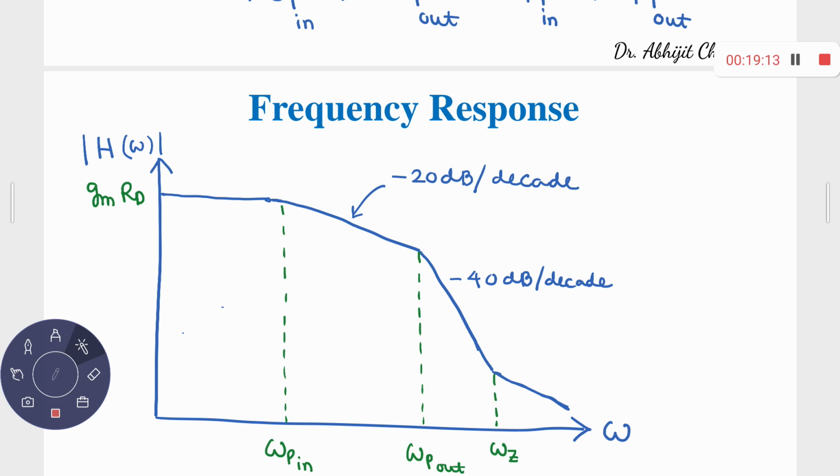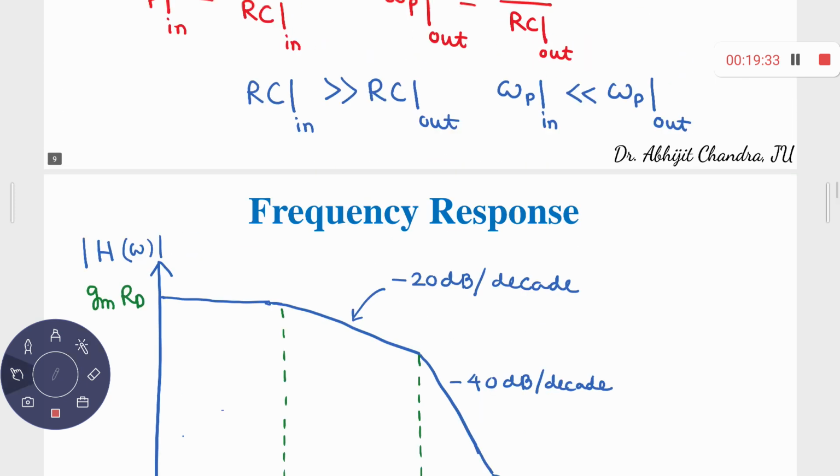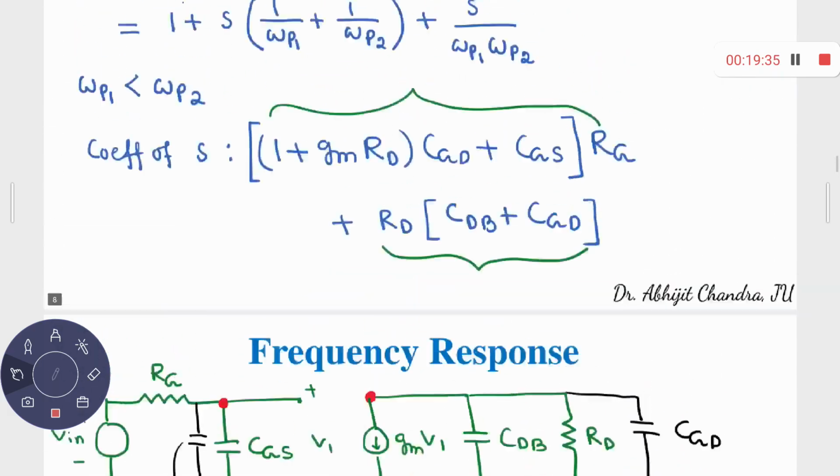Now once you encounter a zero frequency, what will be the corresponding impact? If you encounter some zero frequency, then plus 20 dB per decade. So this one is much larger, because once we just take a look at the zero frequency, what is my zero frequency?